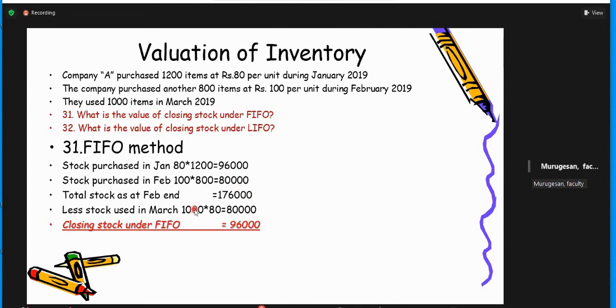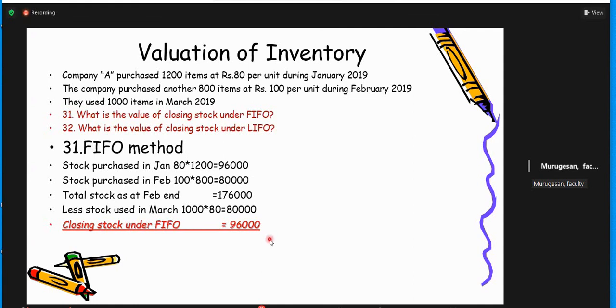Now under FIFO, when they use stock, they will use the first stock from January items. January 1,200 they already got. So if 1,000 items are used, then 200 items of January stock are still left over. If you subtract, automatically you will get the value under FIFO. These are the steps, boss.